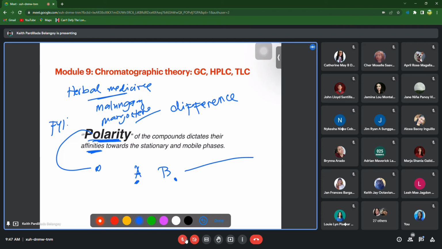So it's not just really malunggay, okay? Malunggay, kamunggay. What they did was they got the polarity of the malunggay. So in malunggay, let's just say there are 35 components present, right?